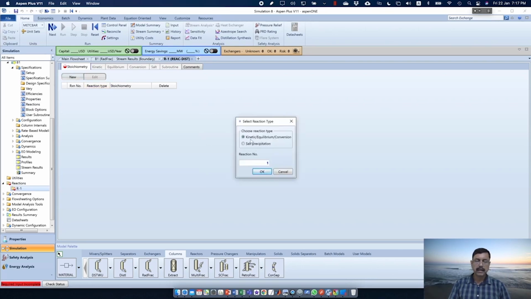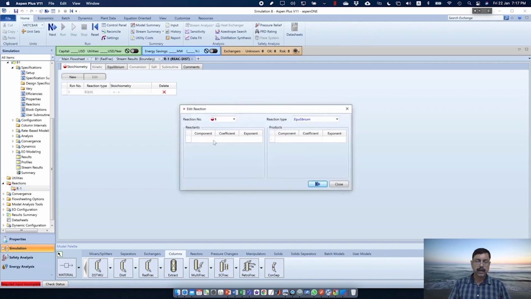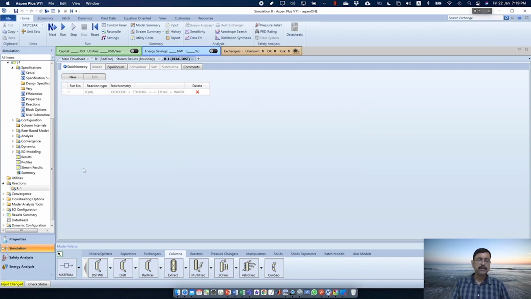So it can be kinetic, equilibrium and conversion. For the time being, let us take an equilibrium reaction. So it reacts component acetic acid with ethanol. They produce ethyl acetate and water. Here the coefficient is -1 and -1 because they are reactants, and here the coefficient is 1 and 1 because they are products. Press next. Now the reaction is defined. Let us run. Now the result is complete.